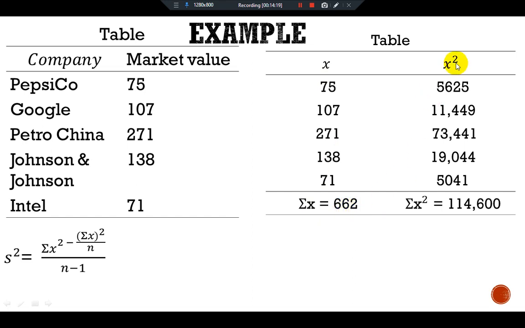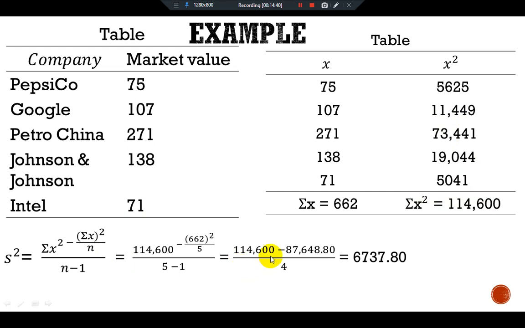So we first sum, and summation x is equal to 662, and taking the square of these values, we get summation x square is equal to 114,600. By putting these values into this sample formula, we get the variance for these 5 companies as 6,737.80.